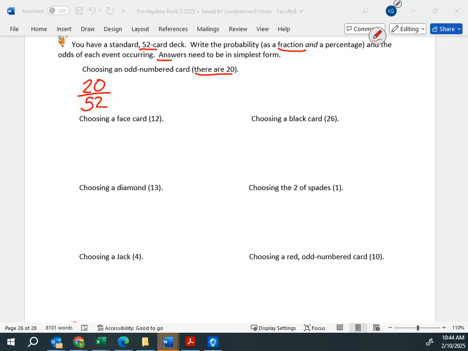Now it does say answers need to be in simplest form. So how do I simplify that? Can I simplify that? Christina? So if I divided 2 out, 20 divided by 2 is 10, 52 divided by 2 is 26. Is that as simple as I can go? Christina? Yeah, I can divide another 2 out. 10 divided by 2 is 5, 26 divided by 2 is 13. So that's my simplified fraction.